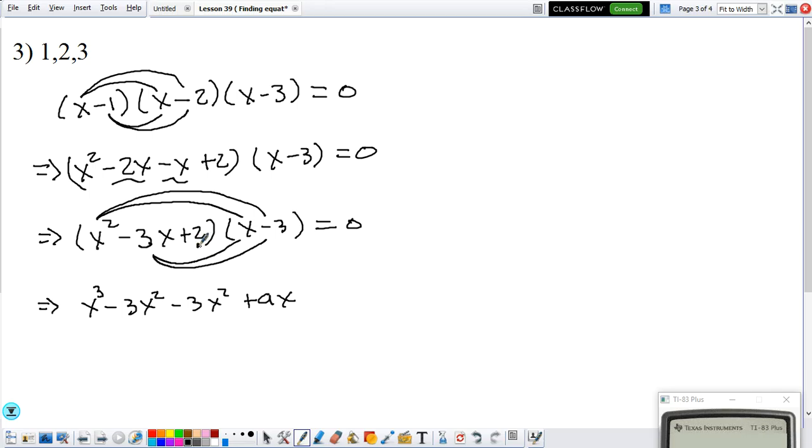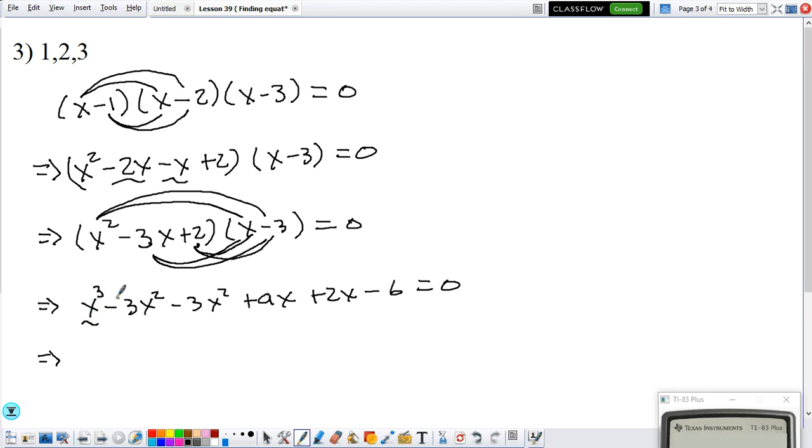I'm done distributing the negative 3x, so what do we do now? We distribute that positive 2. 2 times x is just 2x. 2 times negative 3 is negative 6, equal to 0. In theory, this is your final answer. This is where your solutions come from, but let's try to simplify.